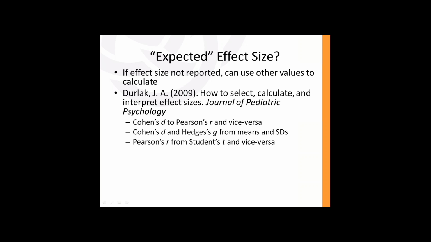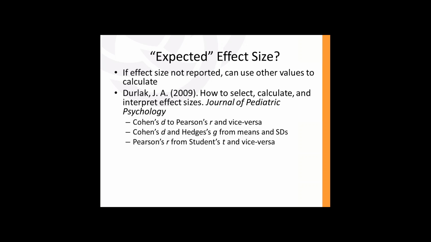So if they don't report effect sizes, if it's an older study, you can use other values to calculate. There's a really good study in the Journal of Pediatric Psychology from 2009 by Durlak, where this author shows how to select, calculate, and interpret effect sizes. So I highly recommend reading this. And in there, specifically, you're shown how to convert Cohen's d to Pearson's r and vice versa, and obtain Cohen's d and Hedges' g from means and standard deviations that would be reported in a previous study, even if it doesn't report effect sizes.